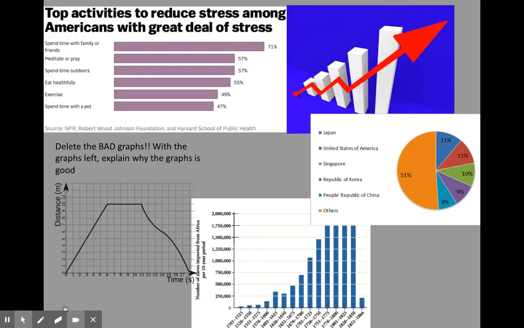And so again, this is a gray slide. So on this one, I want you to delete the slides that are bad, and then with the graphs that are left, so the good graphs, please explain to me what makes them a good graph.